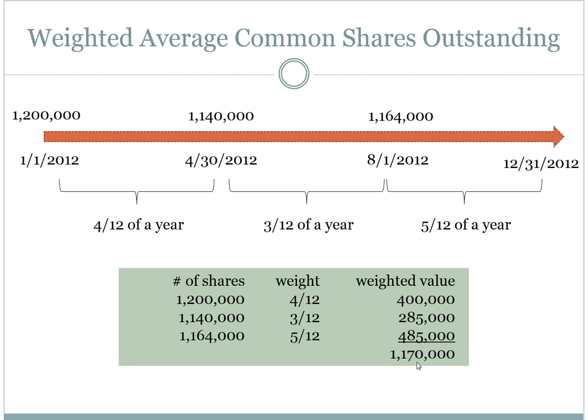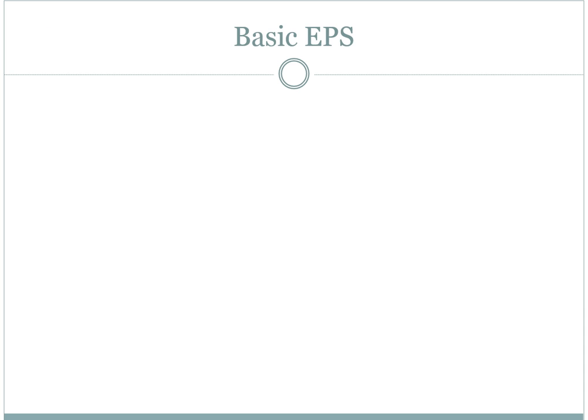So we started out the year with 1.2 million, we ended the year with 1,164,000, and somewhere in between the two is our weighted average. And that's what we need in order to determine the denominator for earnings per share. The 1,170,000 shares is our weighted average number of shares outstanding. And so now we can move on to calculating the earnings per share.